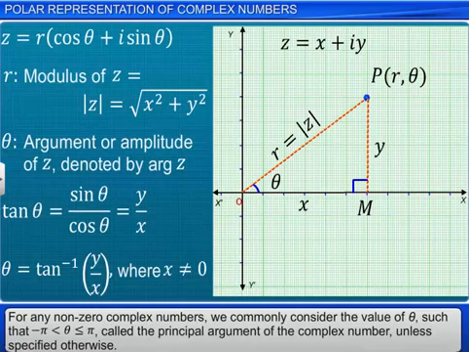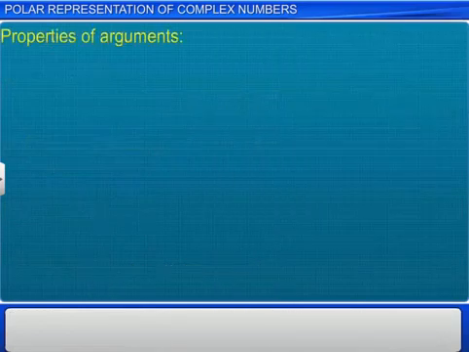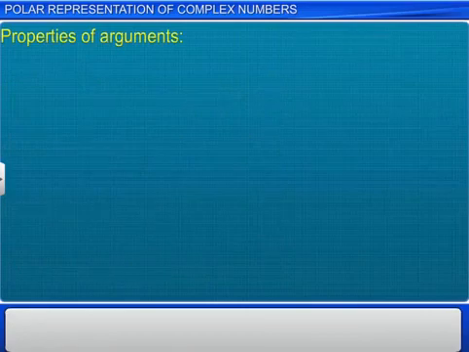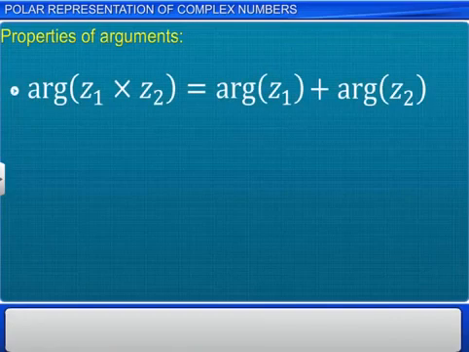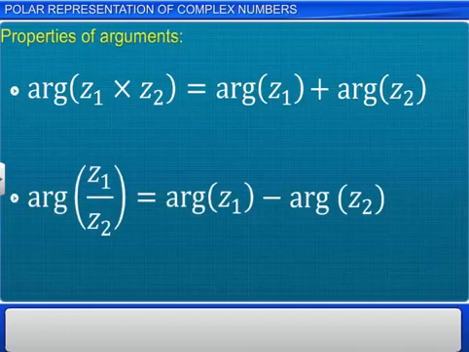Here are some properties of arguments. Argument of z1 multiplied by z2 is equal to argument of z1 plus argument of z2. Argument of z1 divided by z2 is equal to argument of z1 minus argument of z2.